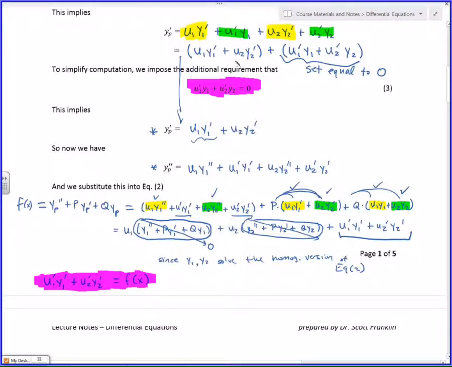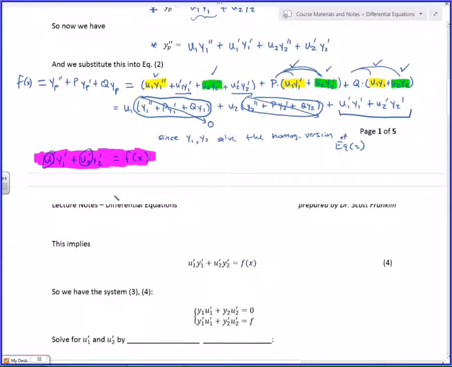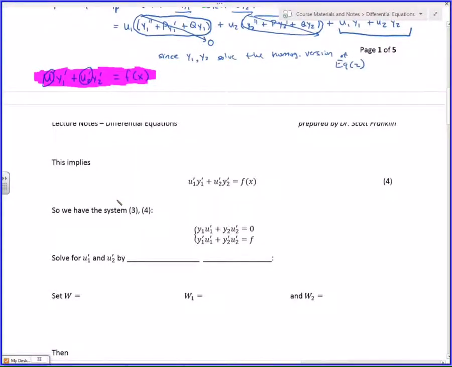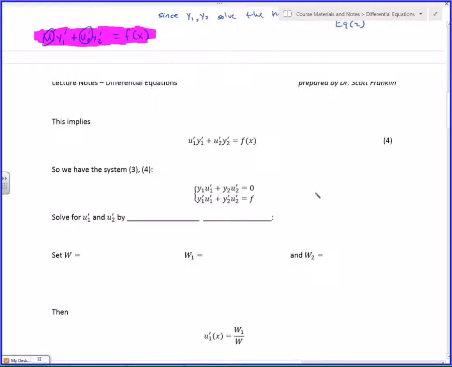You basically now have a 2 by 2 system where your unknowns are the u1 prime and the u2 prime. So I'm going to write it as a 2 by 2 system. So I've done that at the top of the next page for you, right there.